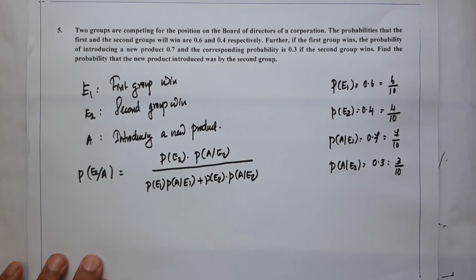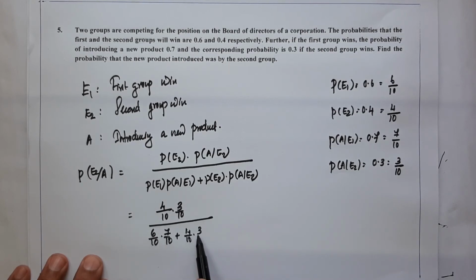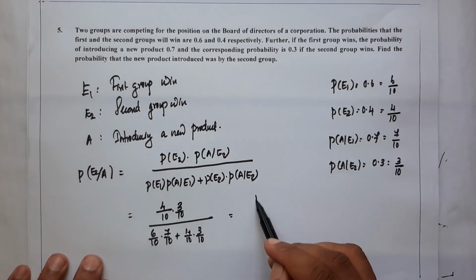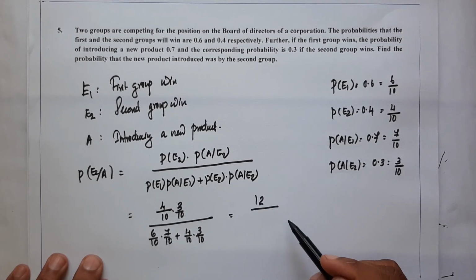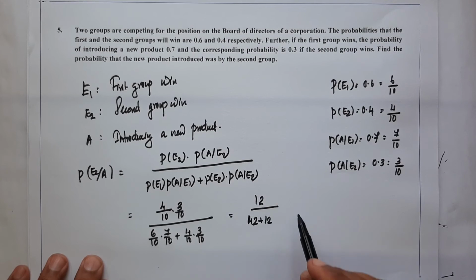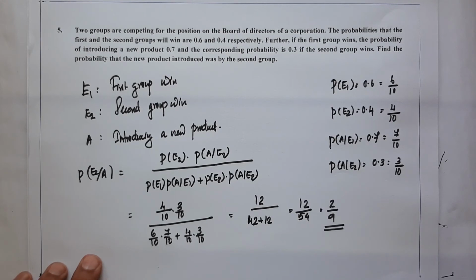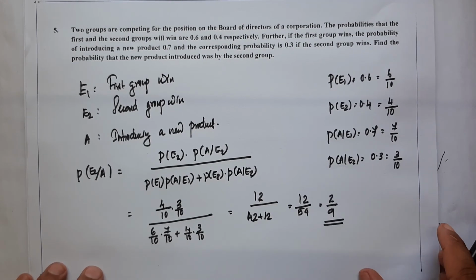Now substitute the values into the given definition. We get 4 by 10 into 3 by 10, the whole divided by 6 by 10 into 7 by 10 plus 4 by 10 into 3 by 10. Here the 10s cancel. Then 12 divided by 42 plus 12, which is 12 divided by 54. Cancel, and we get the answer 2 divided by 9. That's all. The simplified answer is 2 divided by 9.